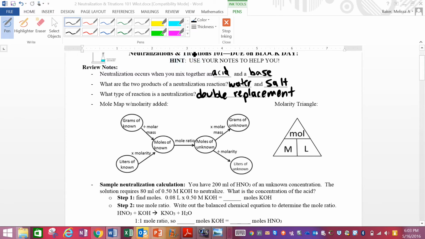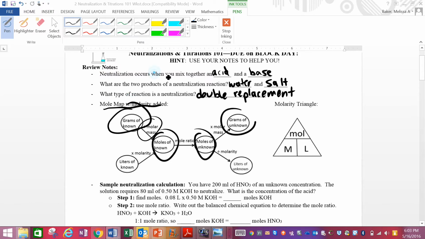So, cool little mole map with molarity added. If you've got grams of a substance, you divide by molar mass, you get it into moles. You use the mole to mole ratio, multiply by molar mass to get into grams of your unknown. Or, if you start with liters, as you often do in a titration problem, multiply by molarity to get moles, still use that mole to mole ratio, and you can do different things here too.